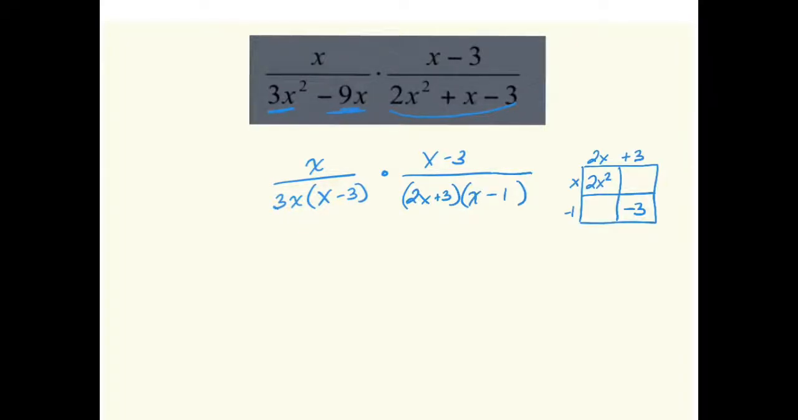Whichever method you choose to factor it, you are now to the point where you can do some canceling. X plus 3 is a factor. X plus 3 is being multiplied by 3x. So that in its entirety can be canceled out with x plus 3 in the numerator.